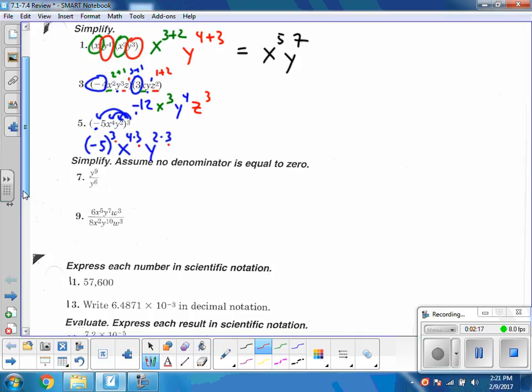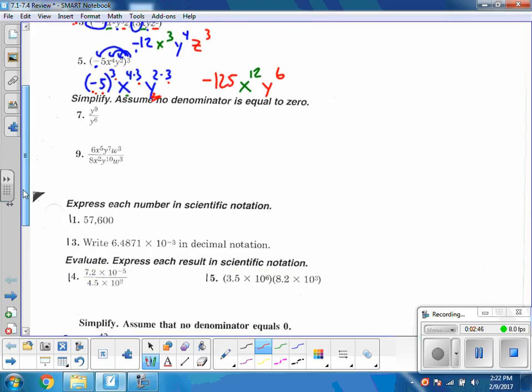So -5 to the third power is -5 times -5 times -5, so it's going to be negative 125. That's fully simplified. I have x to the 4 times 3, which is x to the 12th. And I've got y to the 2 times 3, which is y to the 6th, and that is simplified. So my power-to-power rule tells me that I get to multiply exponents. My product rule tells me that I get to add the exponents.